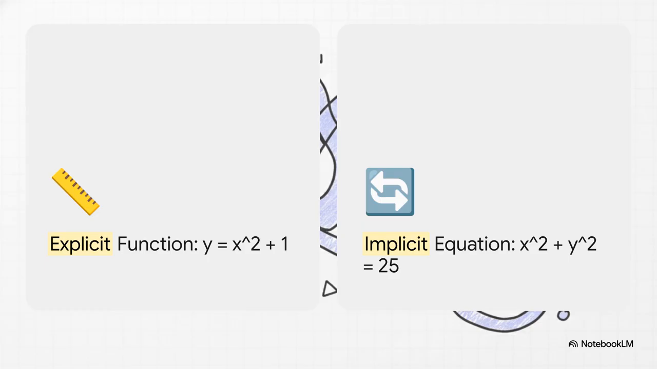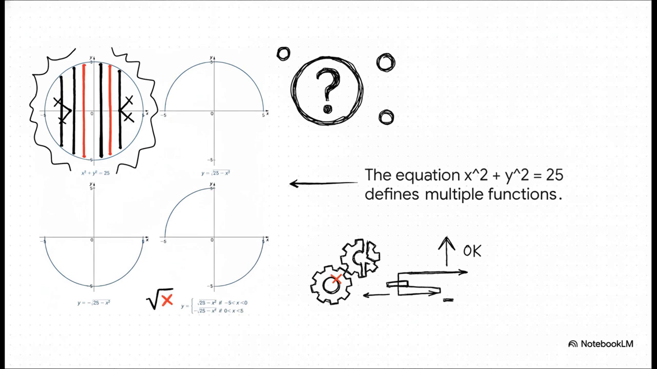Notice how the variables x and y are just scrambled together? Y is no longer explicitly given to us. It's implied. It's hidden within that relationship. And that scrambled relationship illustrates exactly why these implicit equations cause us so much trouble.